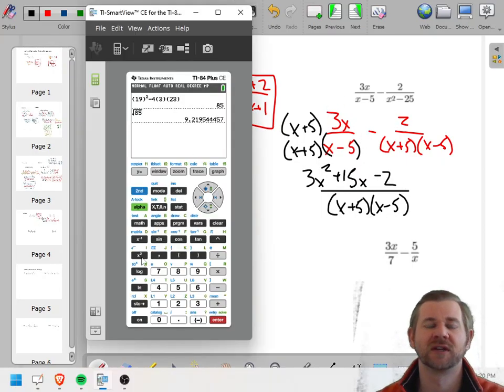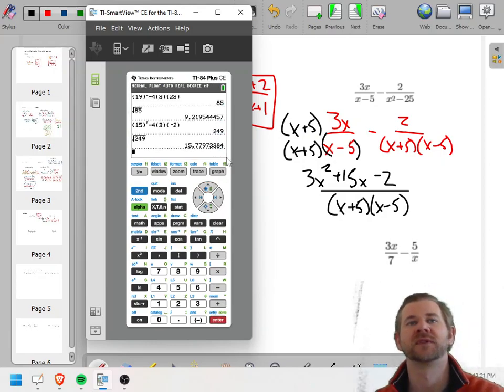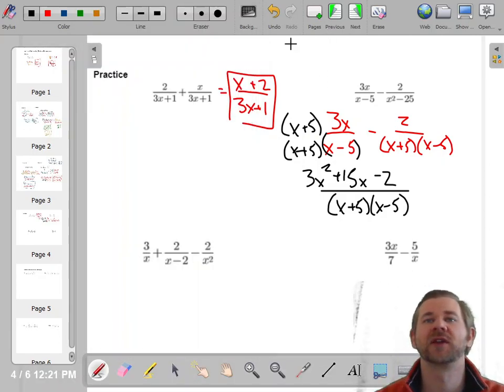Just because I just showed you, let's do the discriminant. B squared minus 4ac. Is that a perfect square? No. Oh, actually, yeah, it is. That's, no, it's not. You're good. If it's not a perfect square, you don't need to keep going.